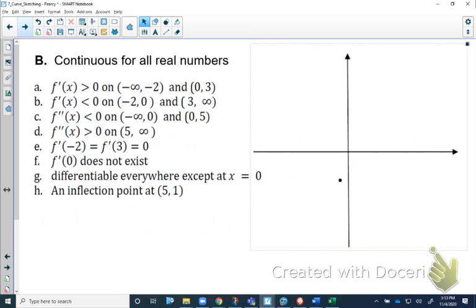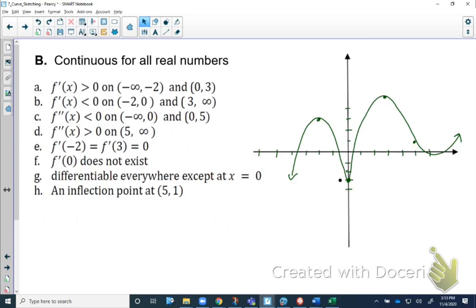And here they're showing you that f prime of 0 doesn't exist, which means that it's not differentiable there. So that f and g are kind of telling you the same thing. It's not going to be differentiable there. And we have to include an inflection point at 5 and 1. So this is the graph that I came up with.